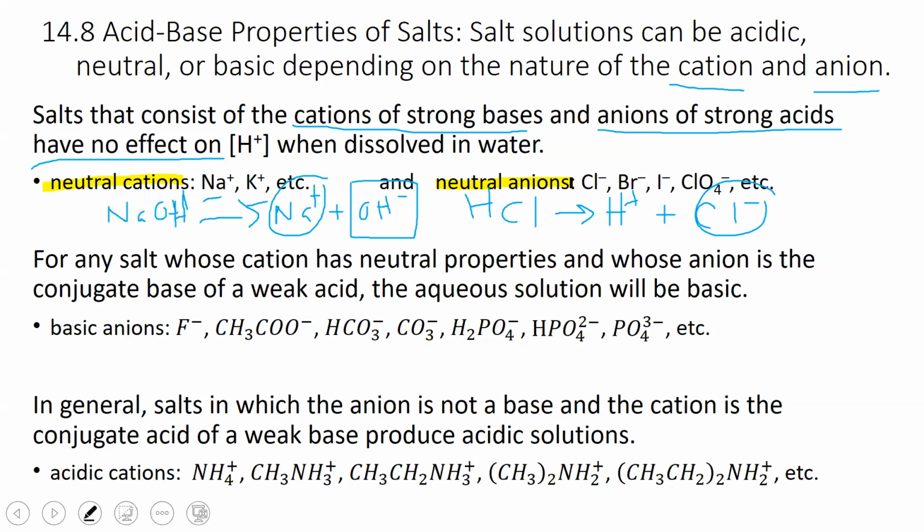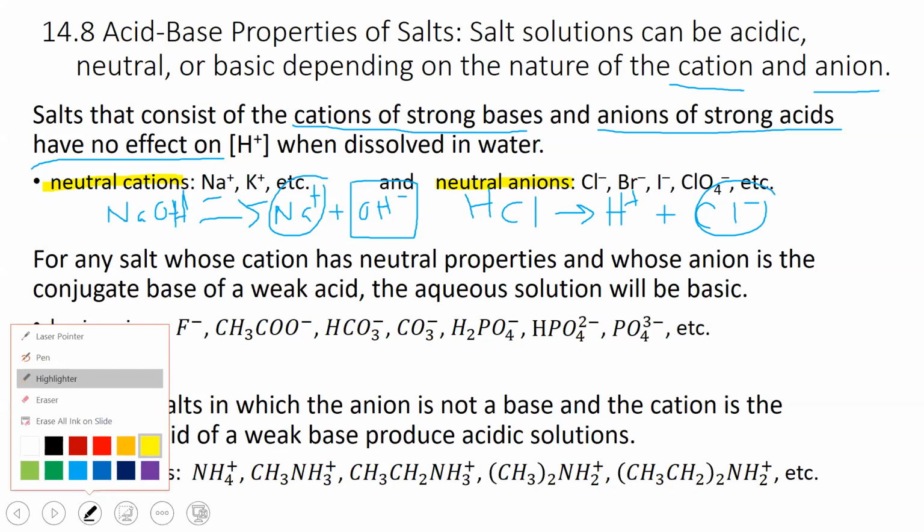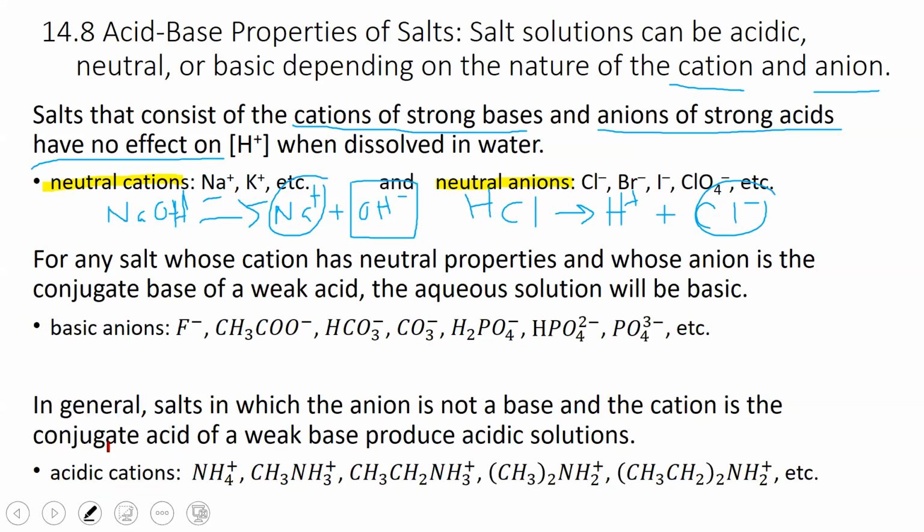For salts that, so if we have a salt that has a cation with neutral properties, like we just talked about, with sodium, for example. So we have a cation of a strong base and the anion, which is the conjugate base of a weak acid. So something like sodium fluoride.